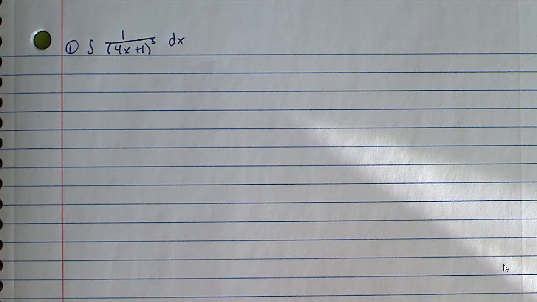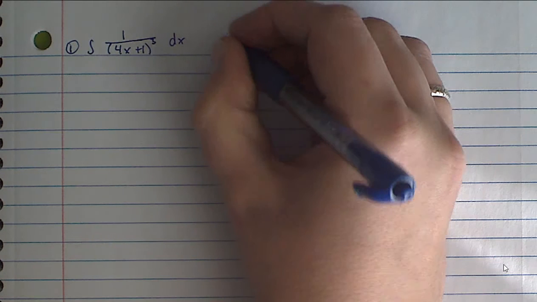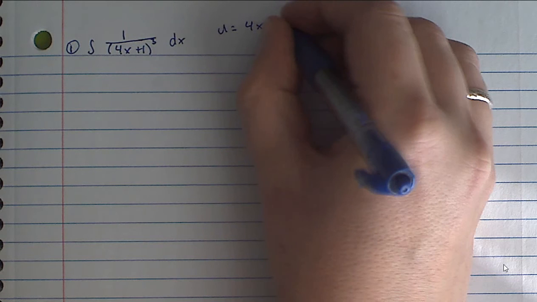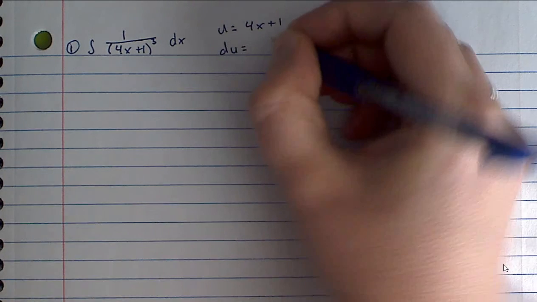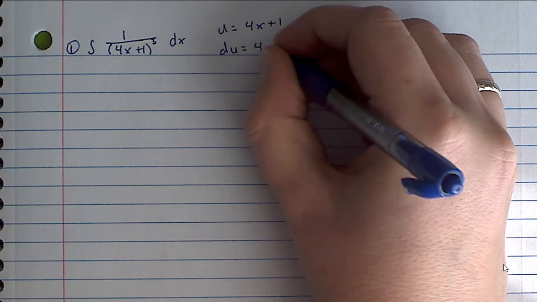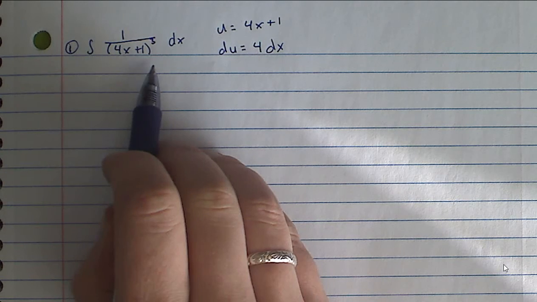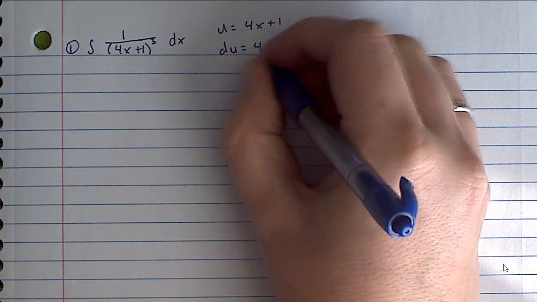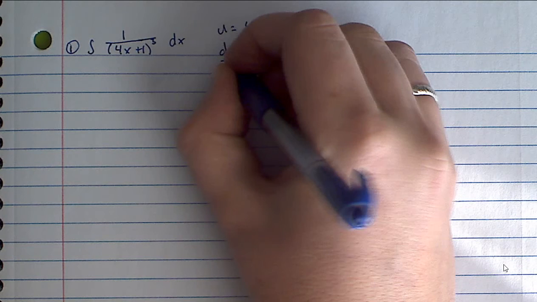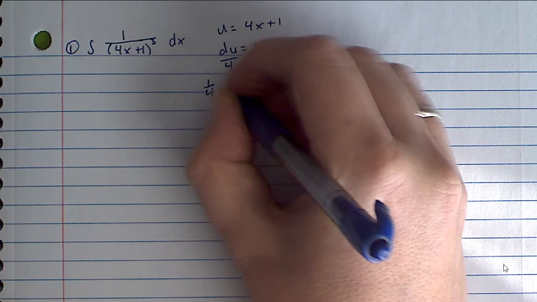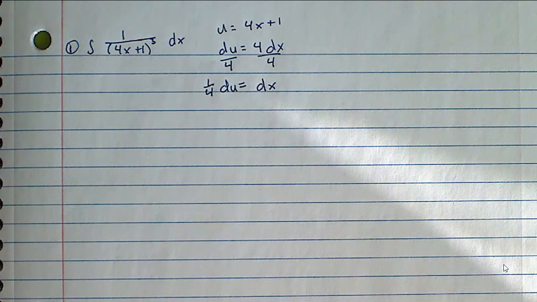Okay, so the most inside bit is going to be what you're going to do for u. So in this case, what should be a good idea for u? 4x plus 1? And then what would du be? 4 dx. Now there isn't a 4 dx anywhere in here, so we have to solve for dx, so we'd have to divide both sides by 4. So we have that plain old dx is equal to 1/4 of du. Right?